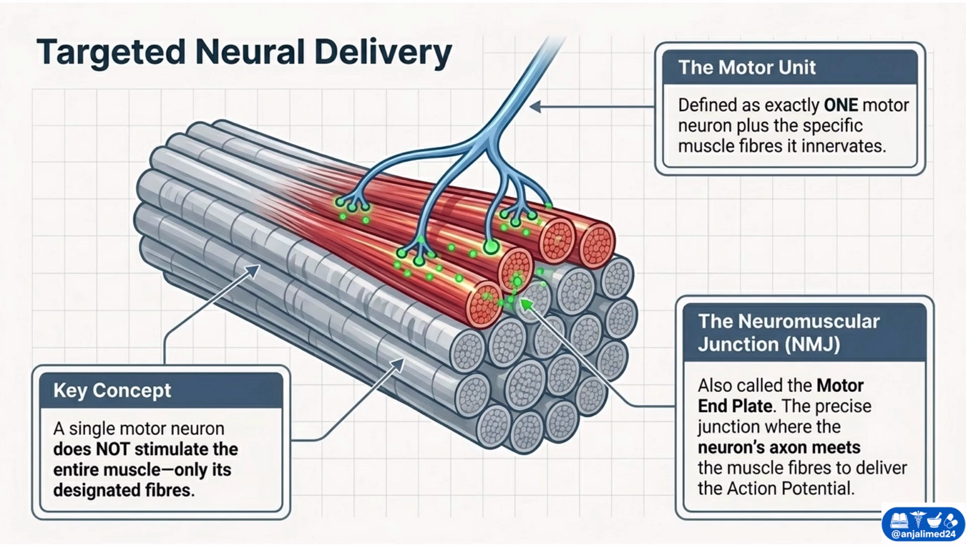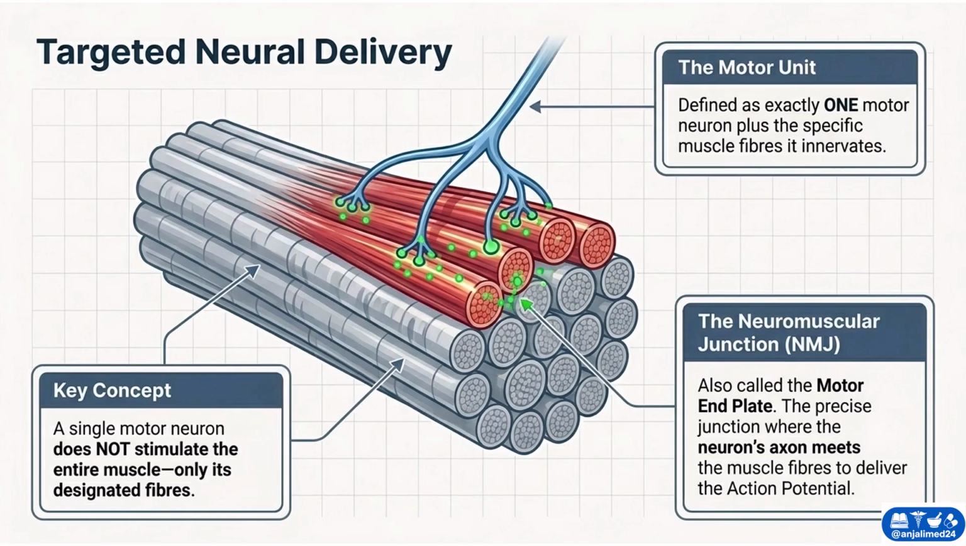In the diagram, the blue branching structure represents the motor neuron axon. As the axon enters the muscle, it divides into multiple terminal branches. Each branch forms a connection with a specific muscle fiber. These connections are called neuromuscular junctions, or NMJs. The neuromuscular junction is also known as the motor end plate. It is the precise site where the neuron communicates with the muscle fiber.